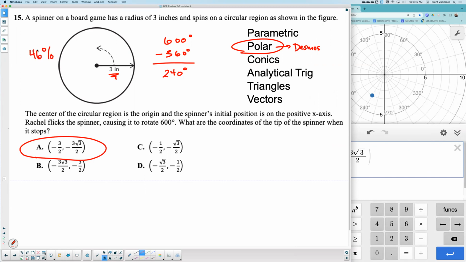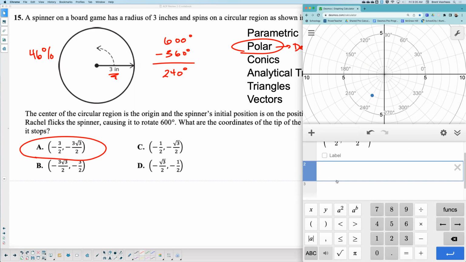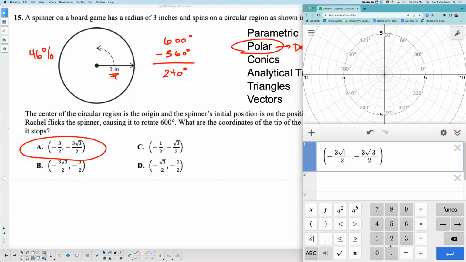Why we chose polar: because it was a circle. So let's just check. That looks like it's third circle at 240. That looks pretty good. Let's check the other ones here. If I just change this to 3 square root of 3, I'm doing B now. Answer choice B: 3 square root of 3 over 2, comma, negative 3 over 2. Does that look like the right spot? What's wrong with this one? That's 210, so that's not it.